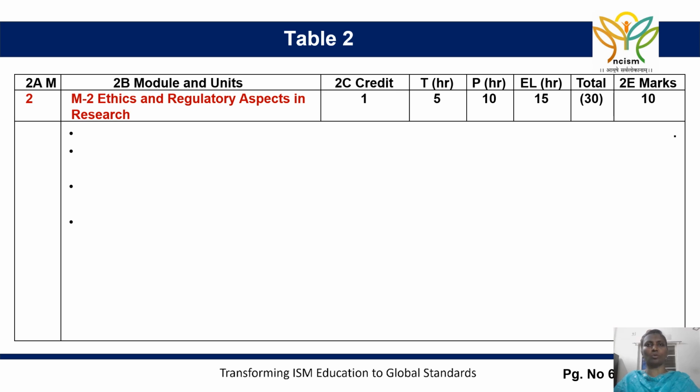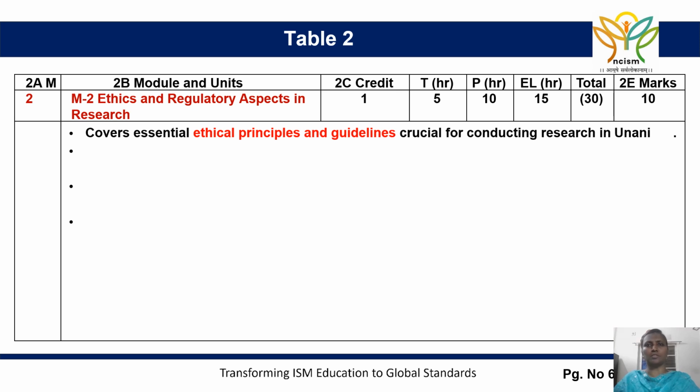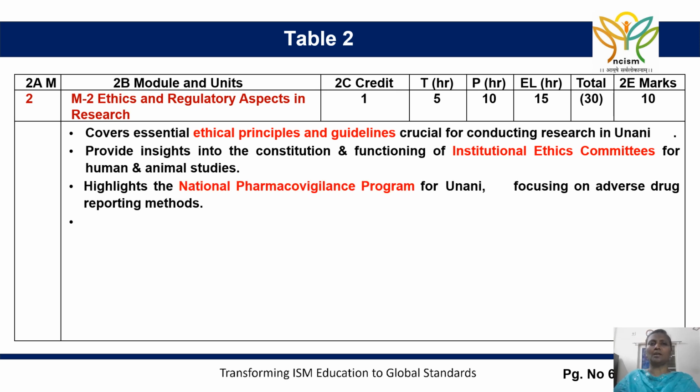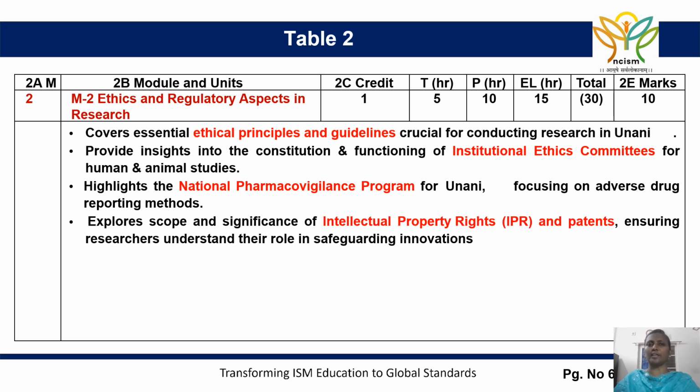This is Table 2 for Module 2, Ethics and Regulatory Aspects in Research. This module covers essential ethics principles and guidelines crucial for conducting research in Unani. It provides insights into the constitution and functioning of institutional ethics committees for human and animal studies. It highlights the National Pharmacovigilance Program for Unani, and it explores the scope and significance of intellectual property rights and patents. This module has 4 units.